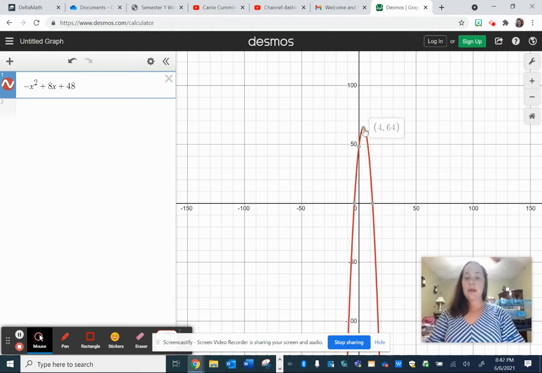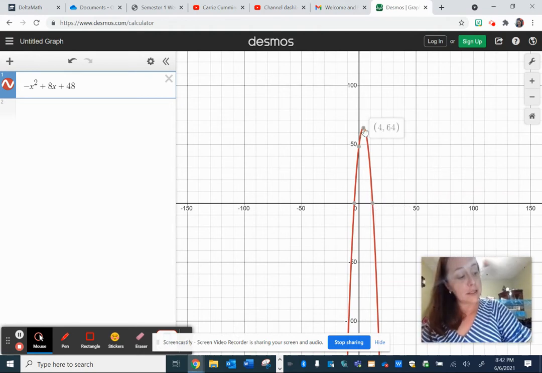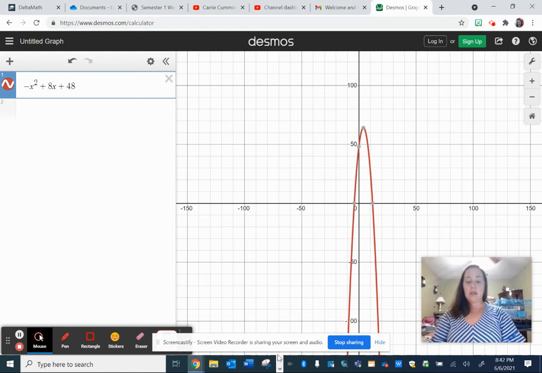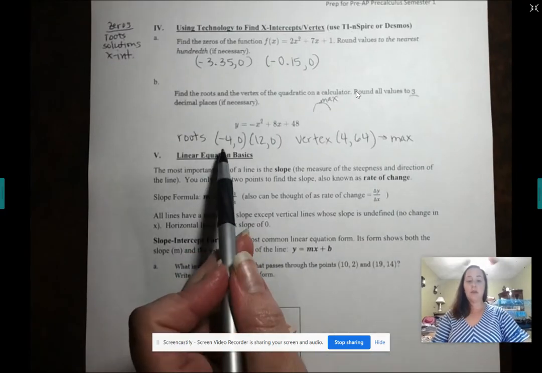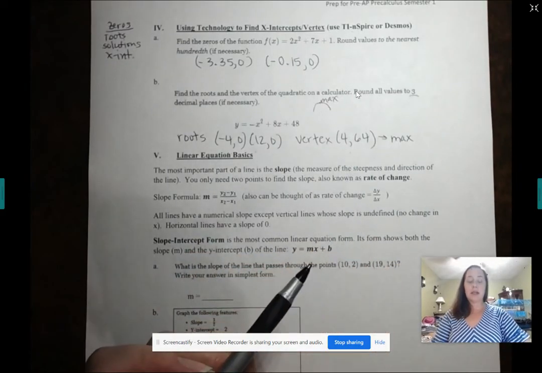And if I look up here, the vertex is a perfect integer for the x and the y. And I'm just going to make sure that we notice that that was a maximum. So if you look at the paper, this is what I've got. Here are the roots, here's the vertex, and it is a maximum.